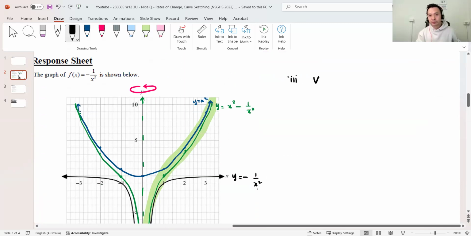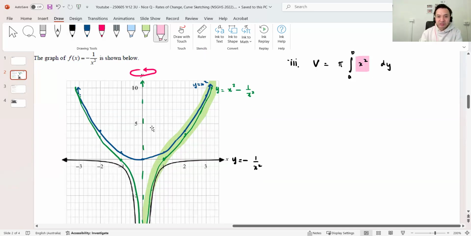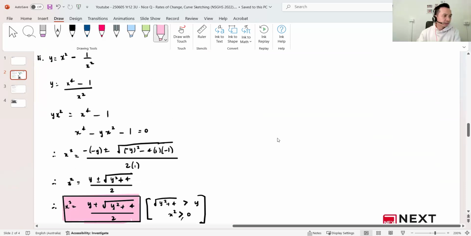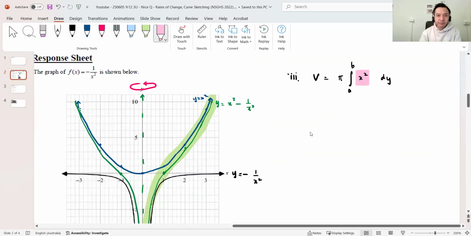Now I know volume is normally equal to pi times the integral between a and b. Because I'm spinning it about the y-axis, it'll be x squared dy. The x squared is why they got me to do part 2. Because I'm dealing with only the positive version, it is just that. So I'm going to sub that into the integral. And then the two limits, just to be absolutely clear, are from minus 10 to 10.